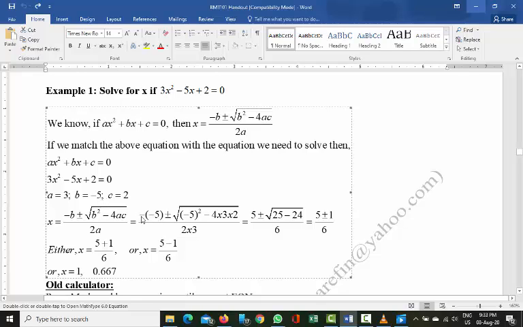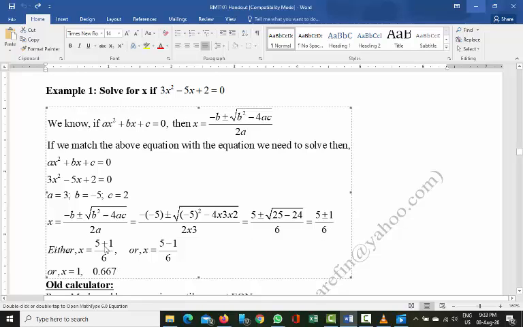B is minus 5, so minus b becomes plus 5. We will get a plus 5 here. Then in the formula we have plus minus root over b square. B square means minus 5 whole square, minus 4 multiplied by a multiplied by c, that is 3 into 2. If you calculate, you will get 5 plus minus 1 divided by 6.